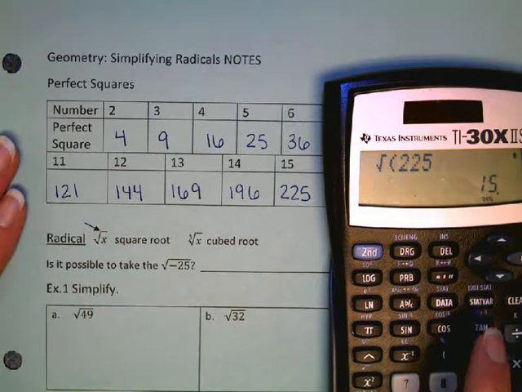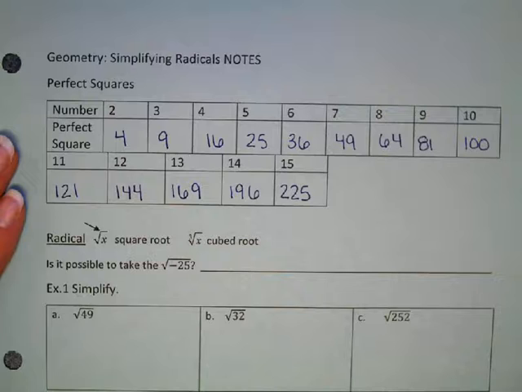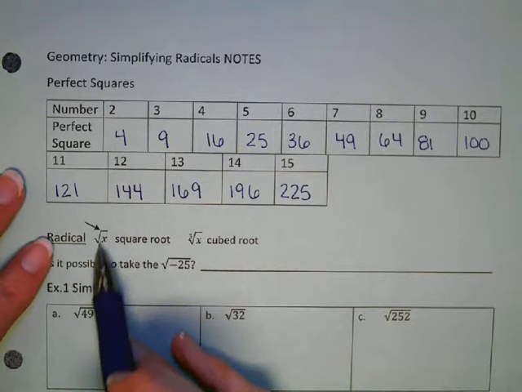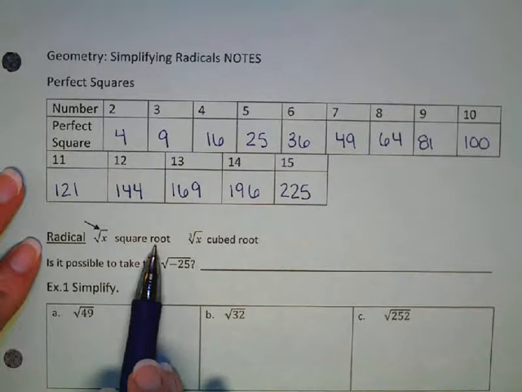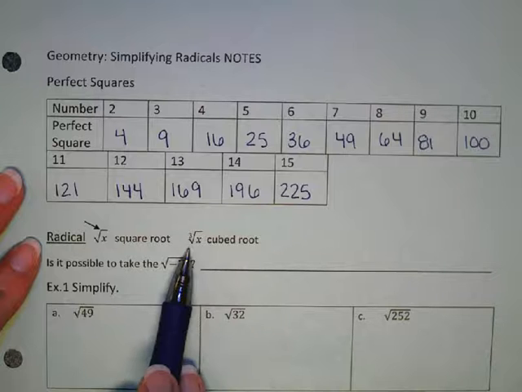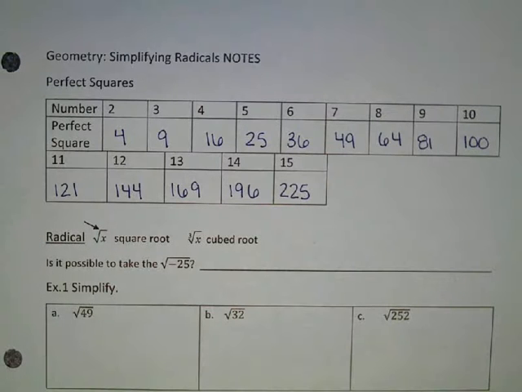The reason we call this simplifying radicals is because this symbol here is called a radical symbol. Now we're only dealing with square roots, but there's other types of roots. We have cubed roots, fourth roots, fifth roots, but today we're only going to focus on square roots.